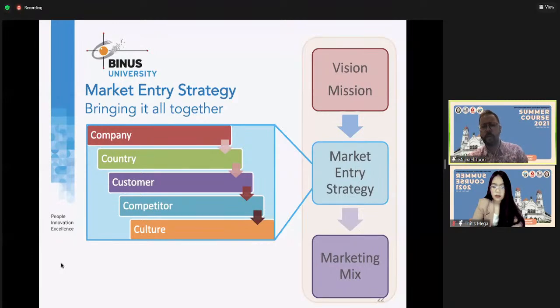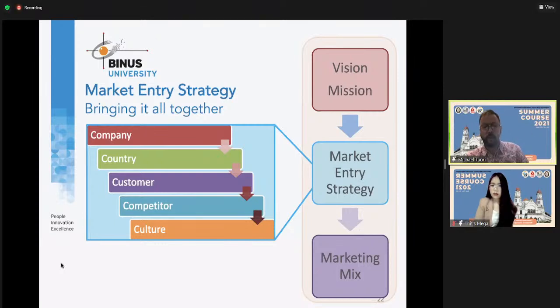And once we know that, then we can make our market entry strategy. So we start by looking internally at our company, our strengths, our weaknesses, our history, our values. We think about our motives, why we want to export. Is it just to get more revenues, or is it about economies of scale? Is it about spreading risk? Is it about access to new customers or suppliers or resources or innovation?